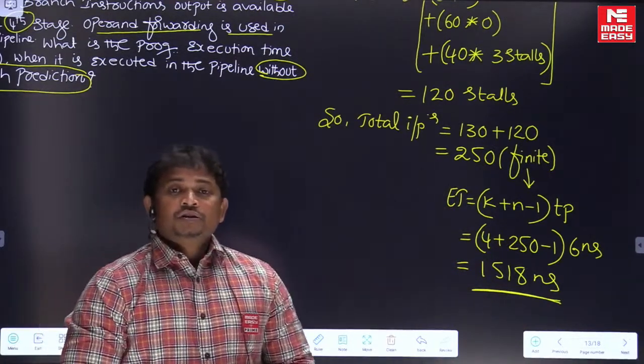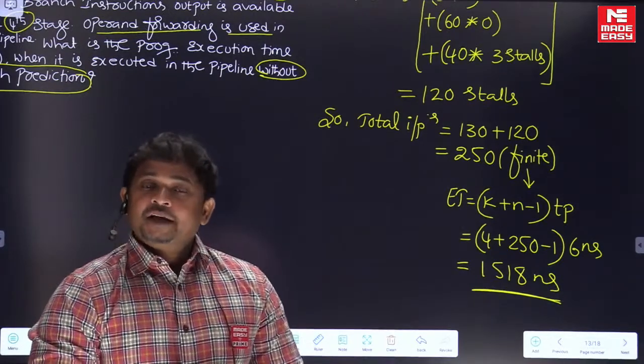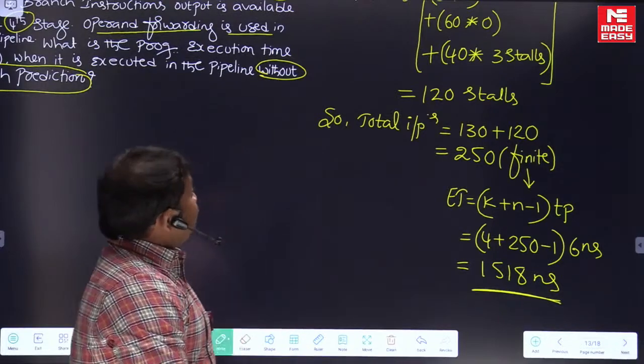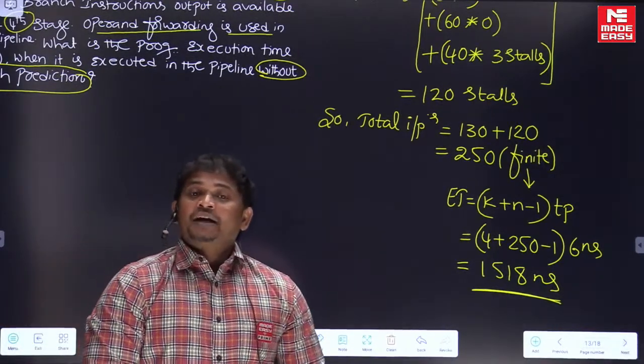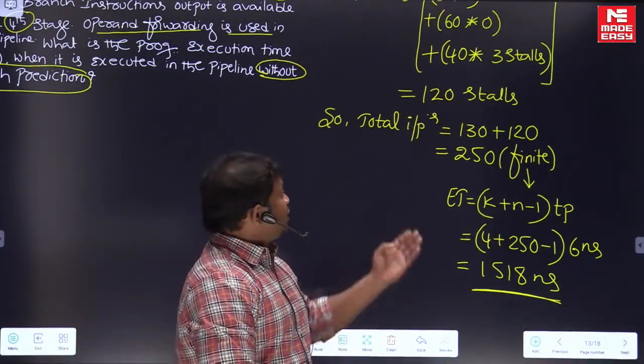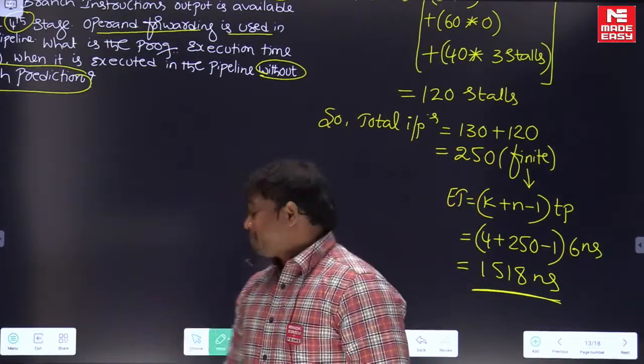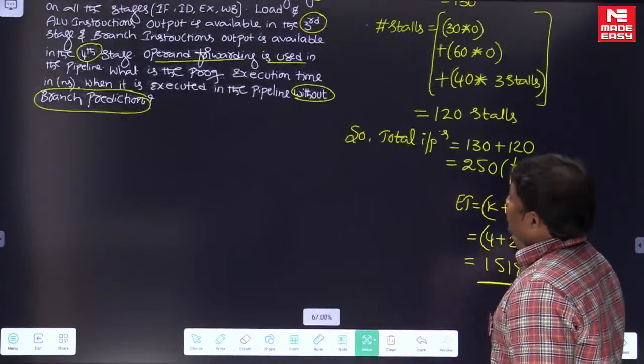No stalls from load, no stalls from ALU instructions, stalls only from branch. The 40 branch instructions each create 3 stalls, so total inputs are 130 plus 120. This is the way of solving the question. Hope you understand.